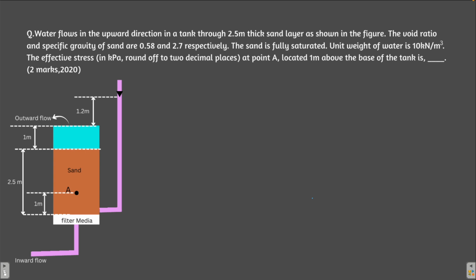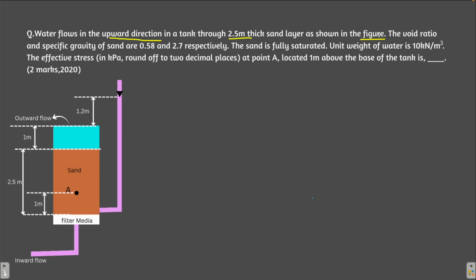So the question says that water flows in the upward direction in a tank through 2.5-meter thick sand layer as shown in the figure. So first of all, there is a sand layer. I have marked it here. This is a sand layer. It is 2.5-meter thick. And what is going on? Water is flowing in the upward direction. So here is the inward flow of water. The water is entering through a filter media, then through a sand, and then it is going in the upward direction. So this line is clear to us.